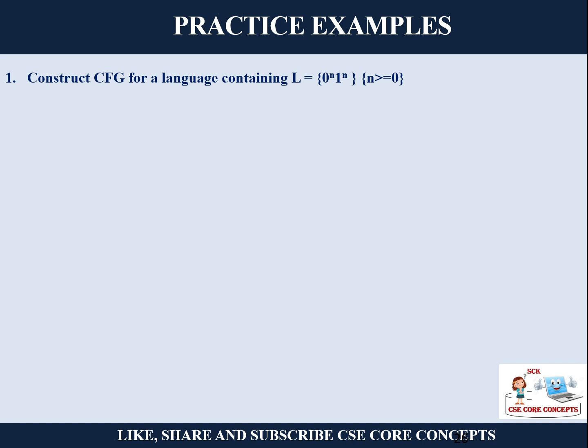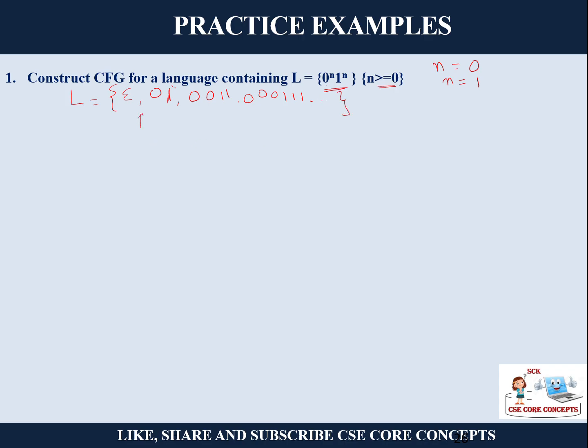So the first question is: construct a context-free grammar for the language 0 to the power n, 1 to the power n, where n is greater than or equal to 0. When n is equal to 0, you have epsilon. Then n is equal to 1 means you have 0 1. So what will your language set be? The language set will contain epsilon, of course. If n is 1, 0 1. If n is 2, 0 0 1 1. If n is 3, 0 0 0 1 1 1. This is how the language set will go on.